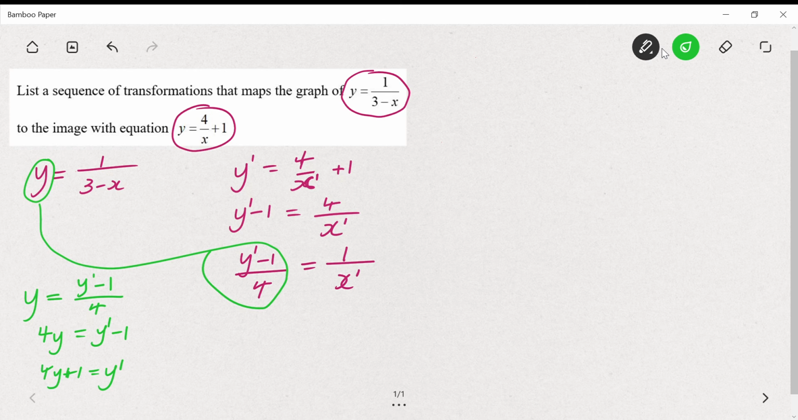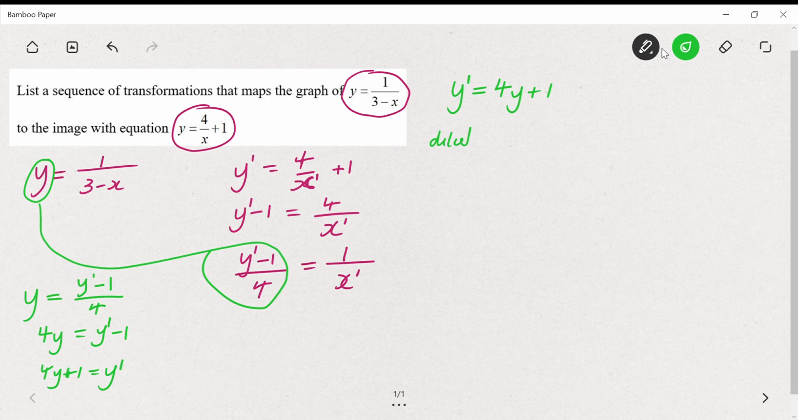So I'm just going to write that up here. Y prime, I just found, is 4y plus 1. So what I did to get y prime is I have multiplied the y by 4 and then added 1. We can say then that this is a vertical dilation by a factor of 4, like we've timesed the y by 4, and then a vertical translation up 1 unit. Or you can say that it's dilated by a factor of 4 from the x-axis, if you're talking vertical. So I'll write it that way.